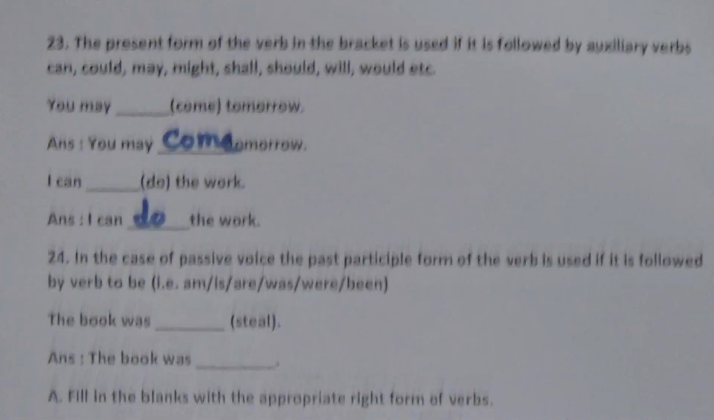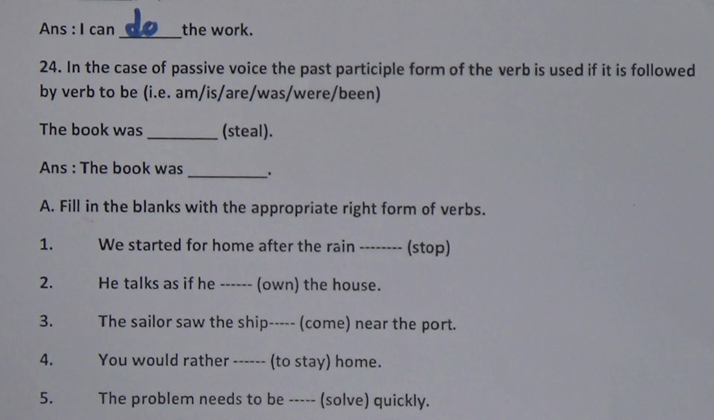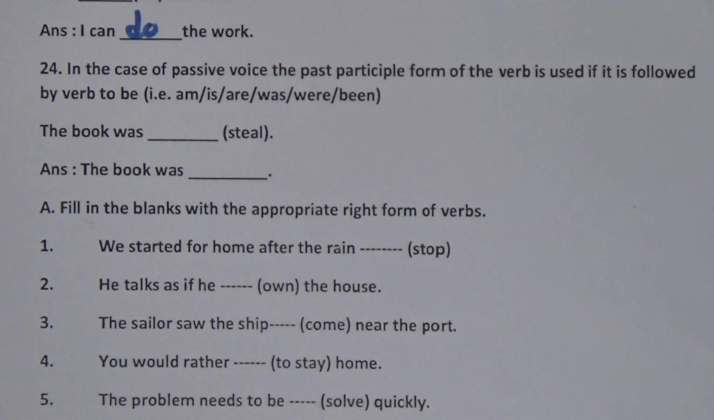Then rule number 24: in the case of passive voice, the past participle form of the verb is used if it is followed by verb to be, for example am, is, are, was, were, been. That means in case of passive voice we always write down the past participle form of the main verb, and before the main verb there is always an auxiliary verb.